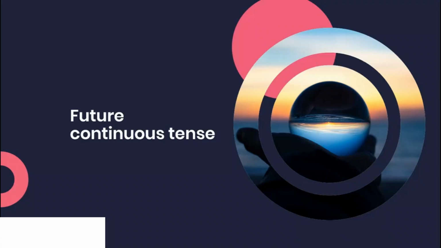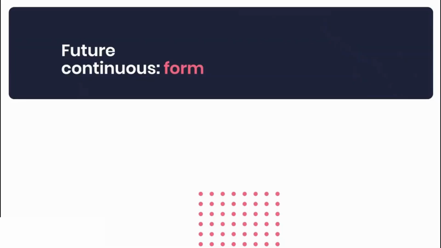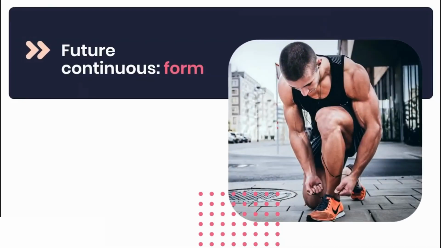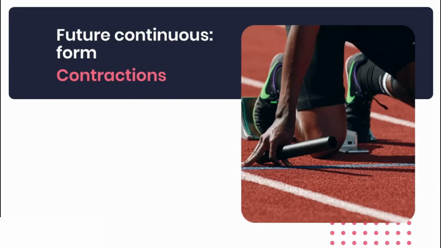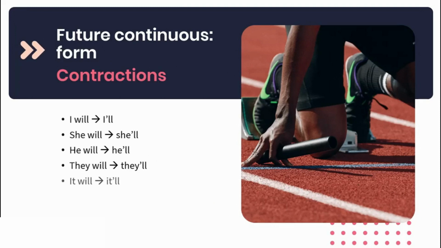The last type of continuous tense is the future continuous tense. The future continuous tense form is will be plus the verb plus ing. For example, will be running, will be walking, will be teaching. As mentioned before, you can use contractions when using auxiliary verbs like will.